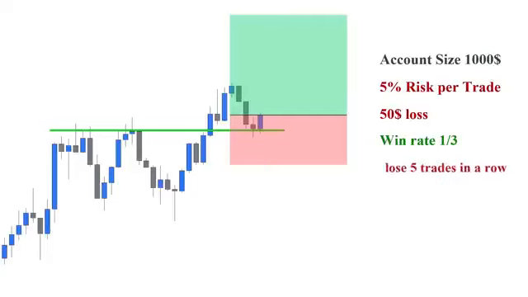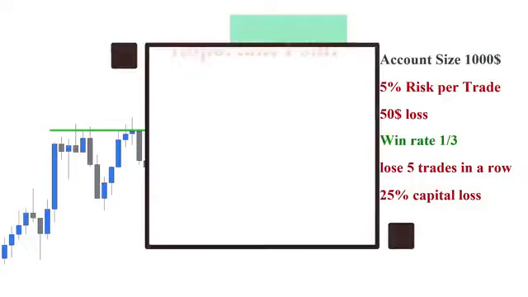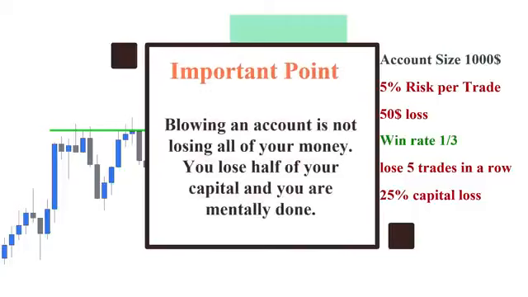But what if we lose 5 trades in a row in a bad trading week, which is likely to happen to everyone? We will lose 25% of our capital in a week, and imagine how annoying and destructive that can be to future trading decisions. Blowing an account is not losing all of your money. You lose half of your capital, and you are mentally done.